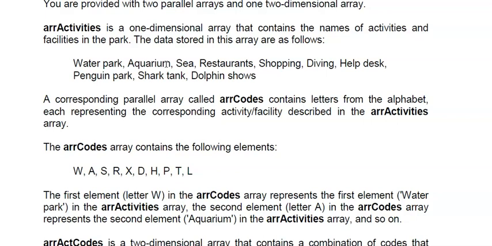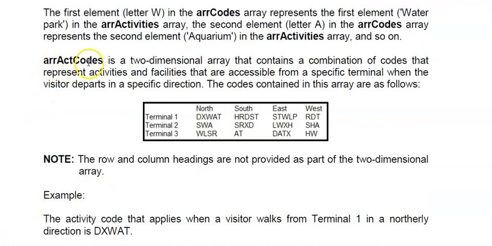Just note that not all of them have the character, like we have C is S here, but if you have a look at shopping, shopping is represented by an X. But the two arrays are running parallel to each other. And array act codes will look like this, the inside of this, where the rows determine the terminal and then the columns are your directions. So if I'm going in terminal 2, that's row 2, and I want to go south, I am in my 2D array at position 2, 2.